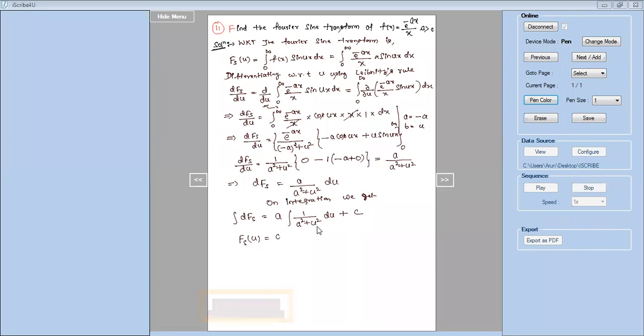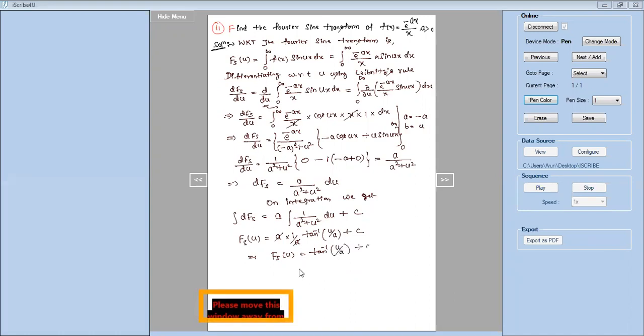It is a into, now this looks like 1 by x square plus a square. You know the integration of 1 by x square plus a square is 1 by a tan inverse of x by a. So the formula I am applying is 1 by x square plus a square means 1 by a tan inverse of x by a, where x means u: tan inverse of u by a plus c. So the a gets cancelled, and we get fs of u equals tan inverse of u by a plus c.